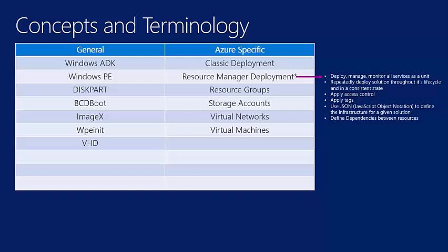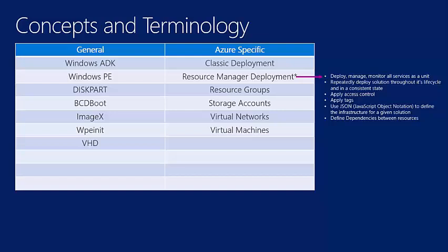The resource manager deployment model will help you repeatedly deploy the given solution throughout its lifecycle and make sure it remains in a consistent state. You can put access controls here. You can apply tags. You can use JSON and define dependencies, and on we go. Resource manager deployment is seen to be the preferred model these days.